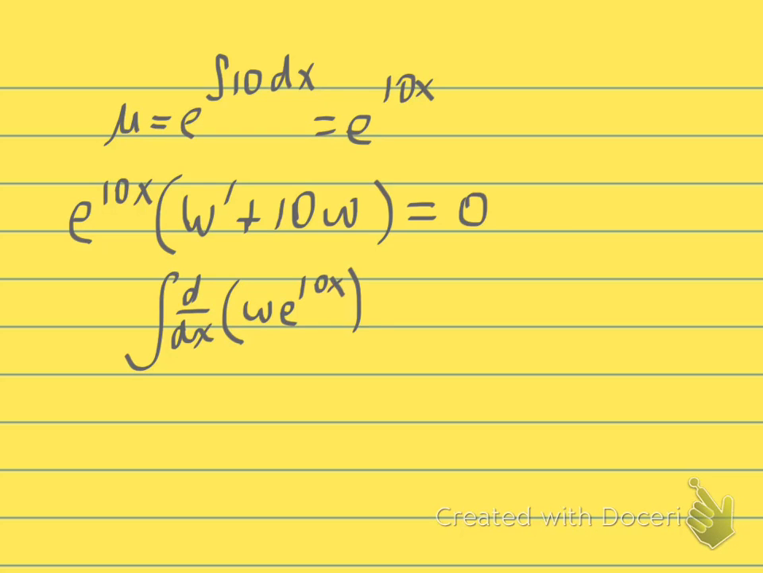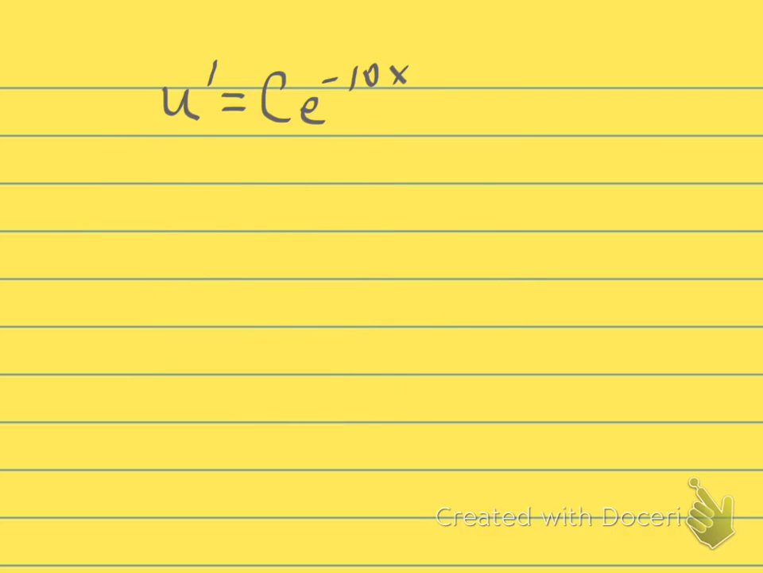Then I can write the left-hand side as the derivative of w times e to the 10x, and if I integrate the right-hand side, I get some constant. So w is equal to some constant divided by e to the 10x. Now, remember, w is equal to u prime, so that means u prime is some constant times e to the minus 10x. And if I integrate that, I get some other constant, which I'm still going to call c because that's how math professors roll. It's some other constant c times e to the minus 10x plus some arbitrary constant of integration d.